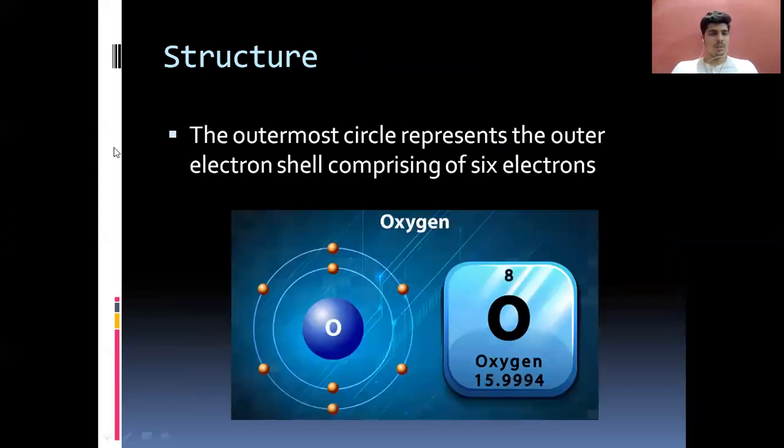And the outermost circle represents the outer electron shell comprising 6 electrons. Here we can see this outermost circle: 1, 2, 3, 4, 5, and 6. So these are 6 electrons, and the innermost orbit has 2 electrons. So that's 8 electrons in oxygen. This is all about its structure; there is nothing much to go deep into.